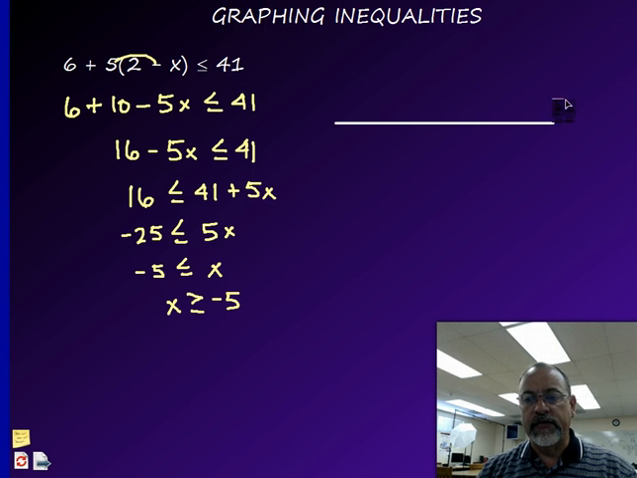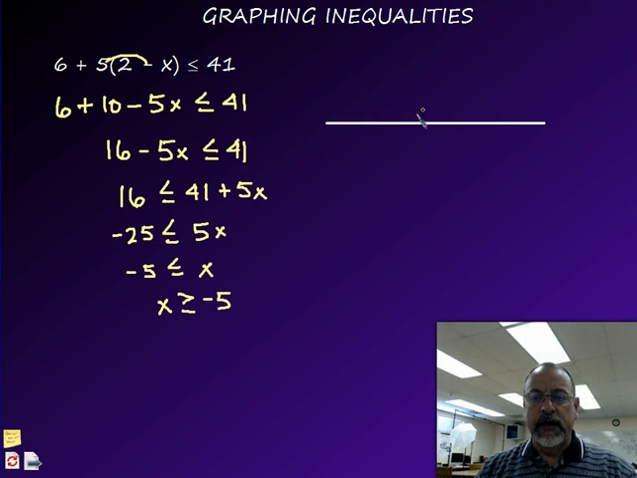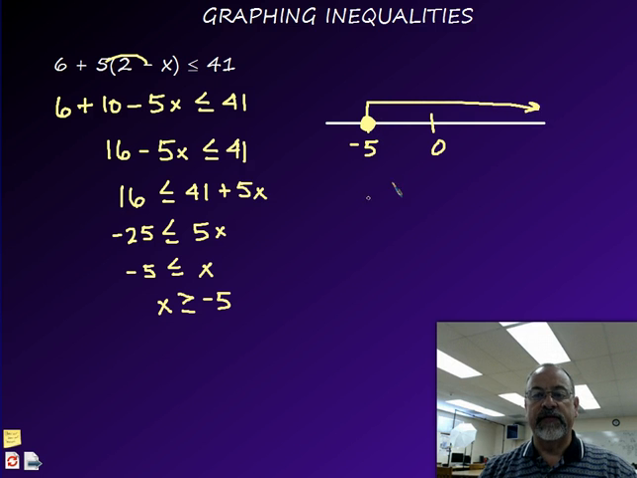Then to graphically represent that, I'm going to go ahead and draw my number line. I'm going to put an origin on it. I'm going to look at negative 5, and that's to the left here. Now I'm looking for x's that are larger than or equal to that, so that's a closed circle because I can use equal to, and the numbers greater than this would be the ones to the right. So this would be the graphical representation of my algebraic answer.